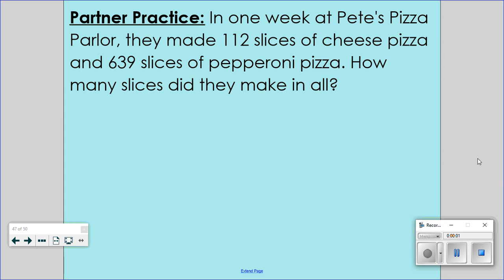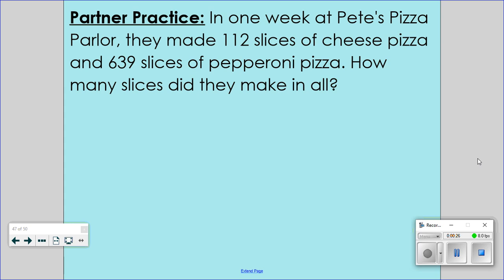A little bit of partner practice, get our brains ready for some addition. We're going to do that on our whiteboards this morning. So the problem reads, they made 112 slices of cheese pizza and 639 slices of pepperoni pizza. How many slices did they make in all?